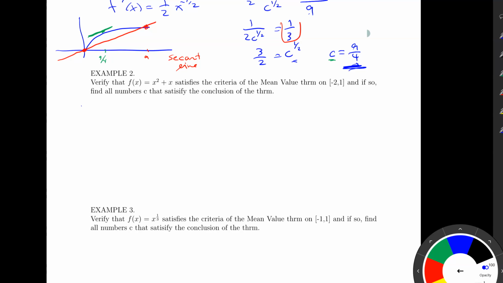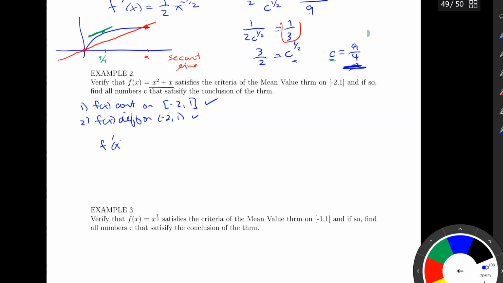Okay, let's do this problem. So let's check to see, is this function continuous on the interval -2, 1? Well, this is a parabola. Yes, it's continuous. Is this differentiable on -2, 1? Yes, check. It's differentiable. Okay, so now I'm going to go find the c.